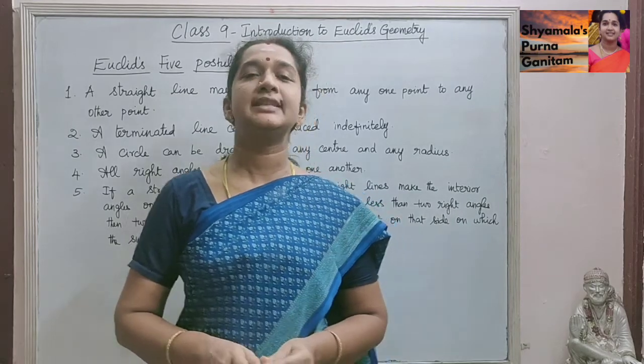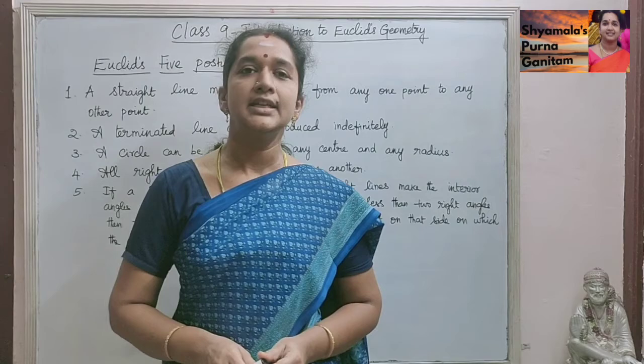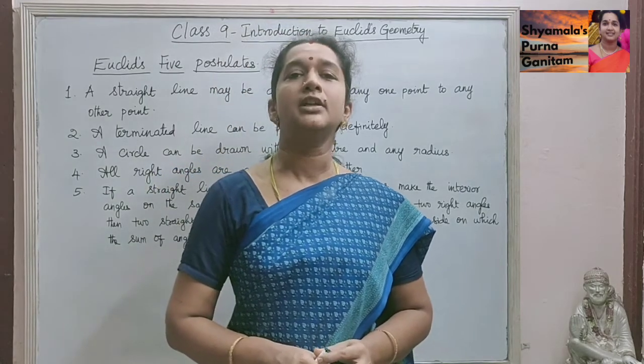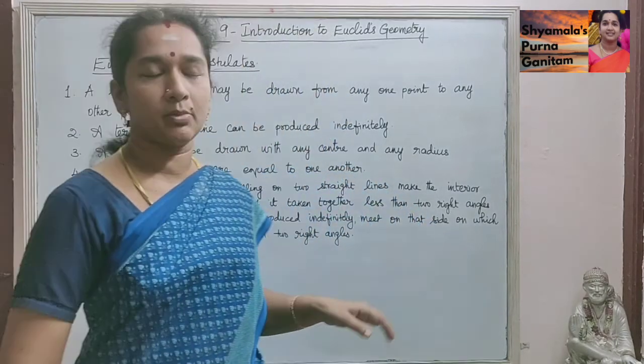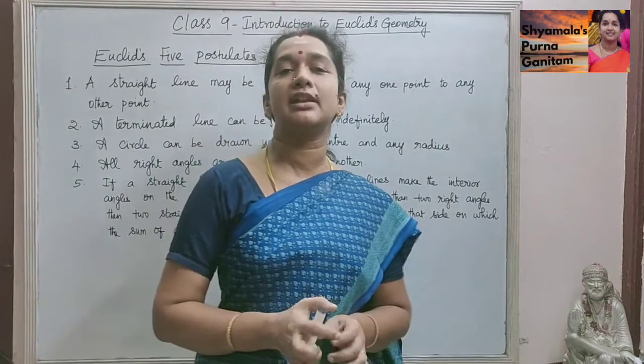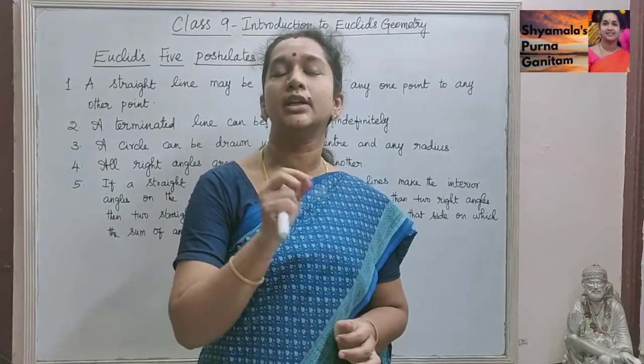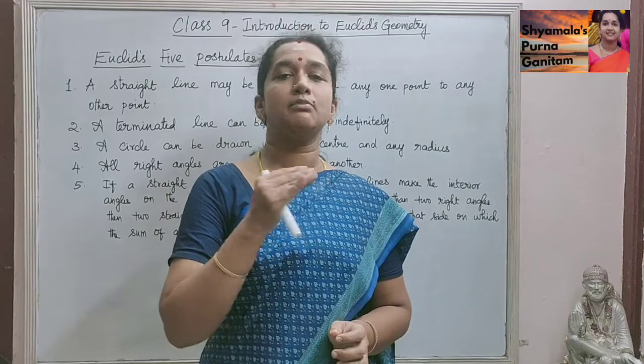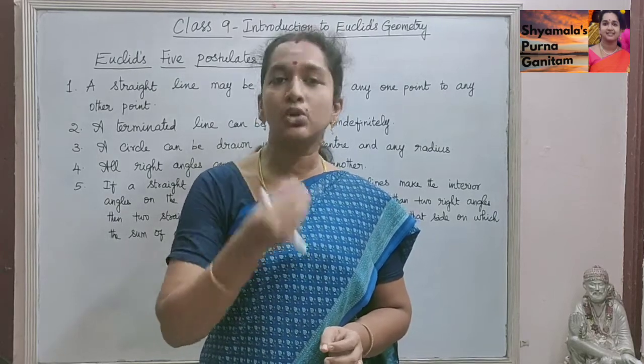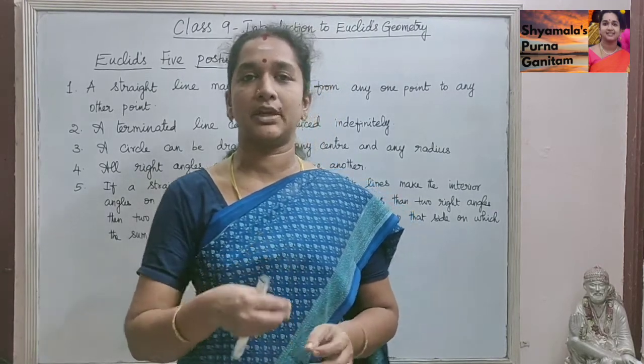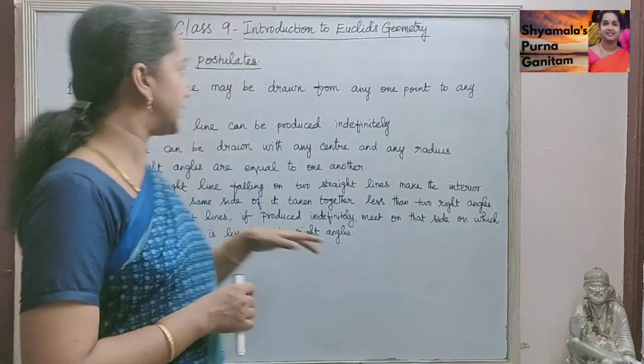Good morning students. In this class I will be doing class 9 CBSE syllabus 5th chapter, Introduction to Euclid's Geometry. In the previous class I have given an introduction about Euclid's geometry, axioms, postulates and all. A few of Euclid's axioms I have explained. Now we will see postulates.